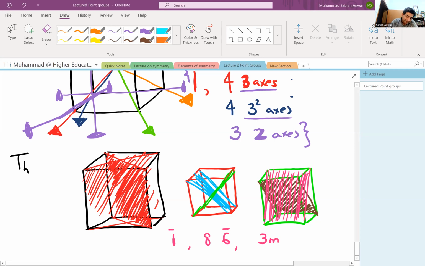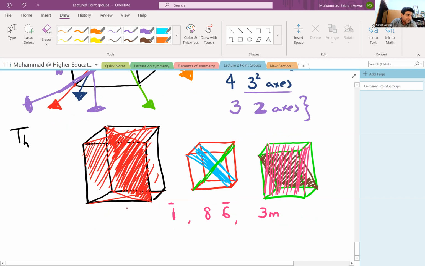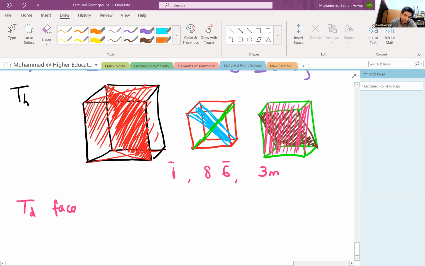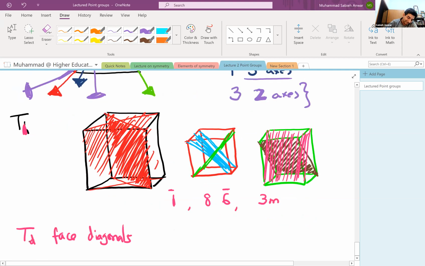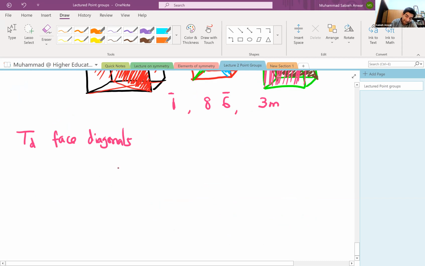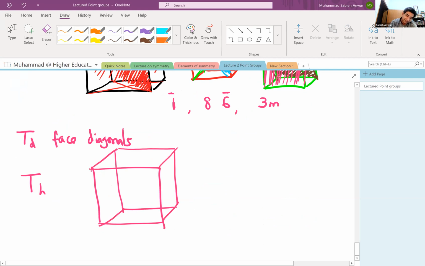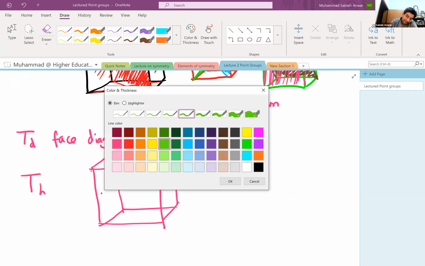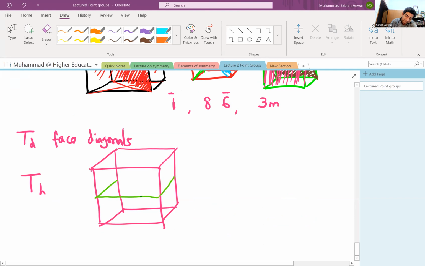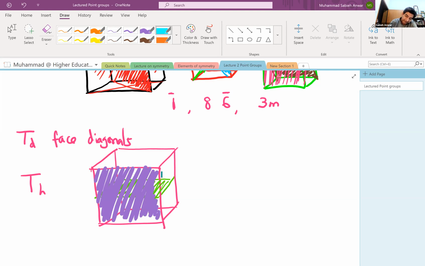Likewise, I can draw face diagonals. I can get TD through face diagonals. So what I've described here are actually TD. Sorry. What I've described here are TD. TH is simpler. TH is simply mirror planes that are, as I mentioned earlier, parallel to the faces. Sorry, I got slightly confused here. So a mirror plane here, a mirror plane here, and this mirror plane would make TH. What I've described over here is TD.